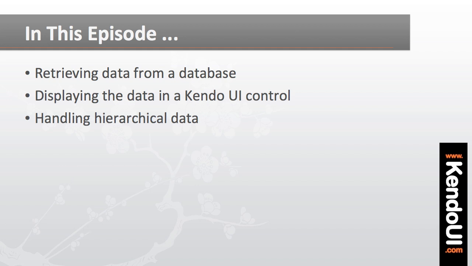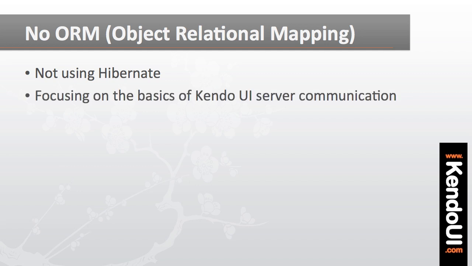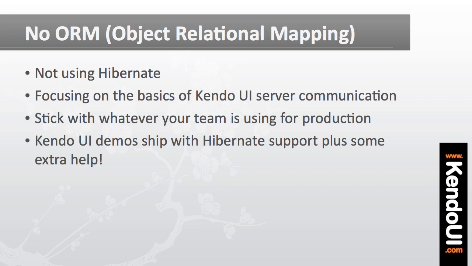in a hierarchical relationship. Now, I'm not going to be using Hibernate or any other ORM framework. I'm just going to be using plain Java SQL objects because I feel like it helps us focus on the basics of server communication with Kendo UI. Now, of course, in production, you're most likely going to stick with whatever your team is currently using to interact with the database. And the Kendo UI JSP demos themselves actually ship with Hibernate support, as well as including a little bit of magic for you to make those queries a whole lot simpler.